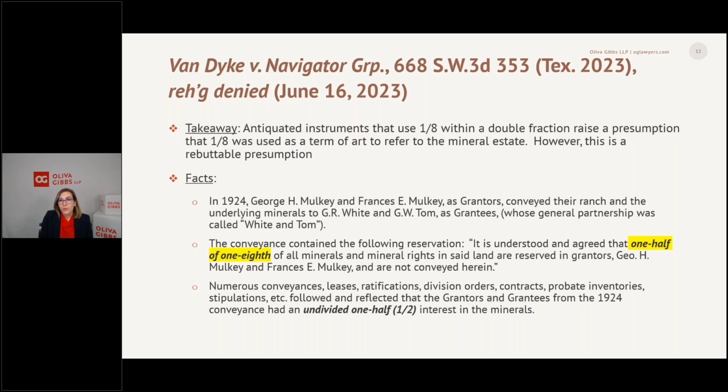In 1924, George H. Mulkey and Francis E. Mulkey conveyed their ranch and underlying minerals to G.R. White and G.W. Tom. The conveyance contained the following reservation. "It is understood and agreed that 1/2 of 1/8 of all minerals and mineral rights in said land are herein reserved to grantors." There were numerous conveyances, leases, you name it, that followed and reflected that the grantors and grantees each had an undivided 1/2 interest in the minerals.